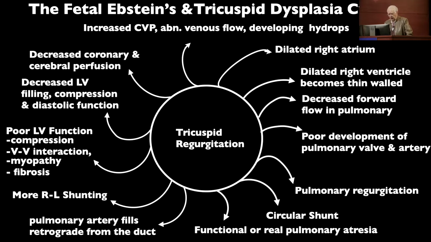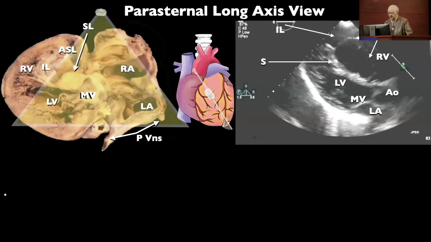Okay, and then decreased coronary perfusion and cerebral perfusion and eventually death. But anywhere on the circle you get on, the whole circle of events occurs in Ebstein's. Now, I'll just bring out some of the things that we see with the ultrasound.